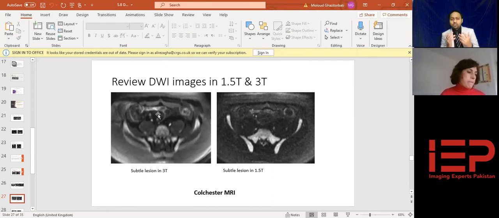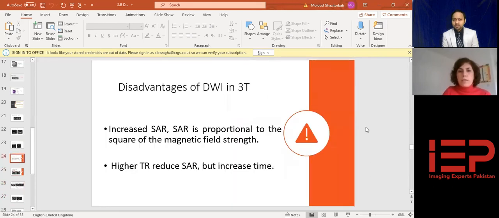Okay. And do you think there are any disadvantages of using the 3T, like any artifacts or anything else, that we should consider and then prioritize doing the scan on the 1.5 Tesla? Yeah, again, if I go back to the slices, there are 2 disadvantages with 3T.